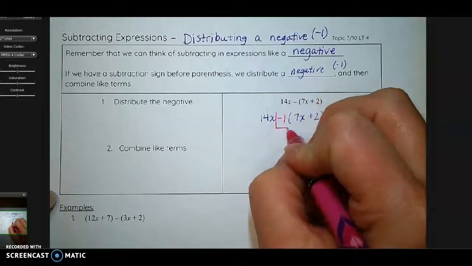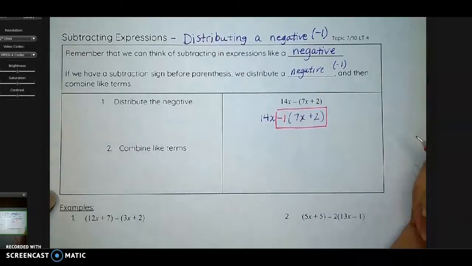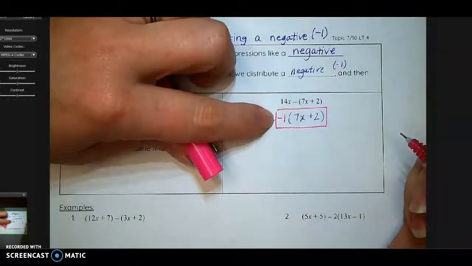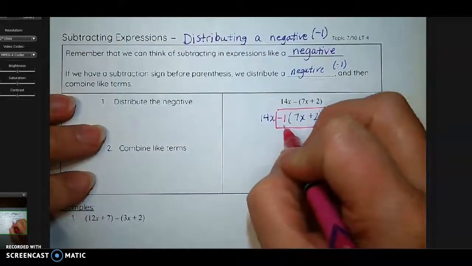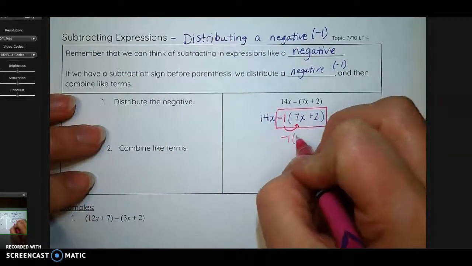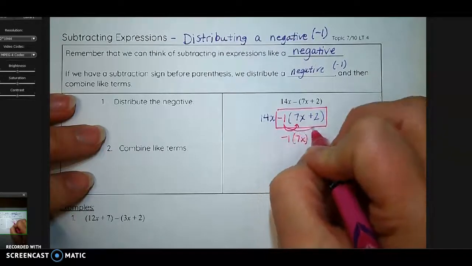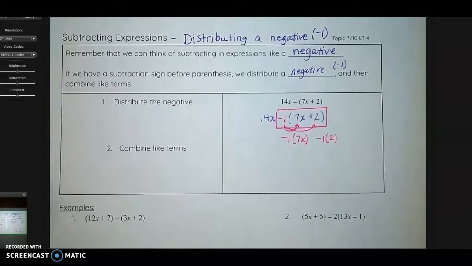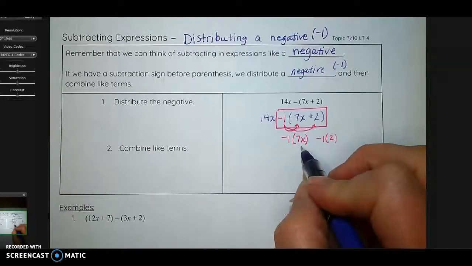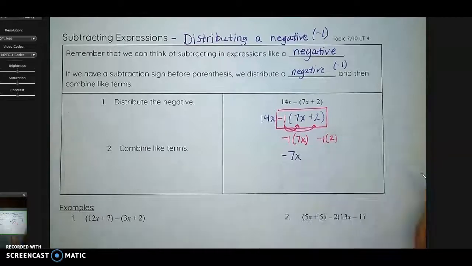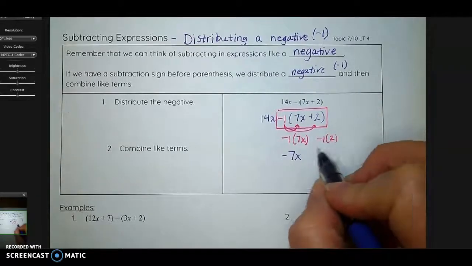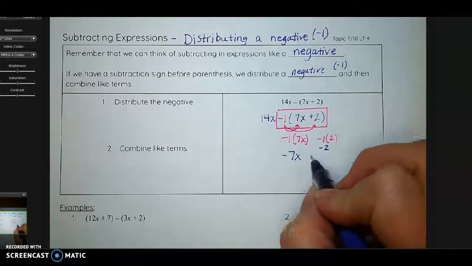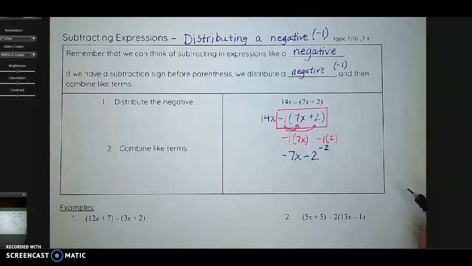So we are taking care of this part right here first. So it's like that 14x isn't there for just a second. I'm going to distribute this -1 times 7x and -1 times 2. Well, you'll notice that anytime you distribute a -1, you actually are finding the opposite of those numbers. So the opposite of positive 7x is -7x. And the opposite of 2 is -2.